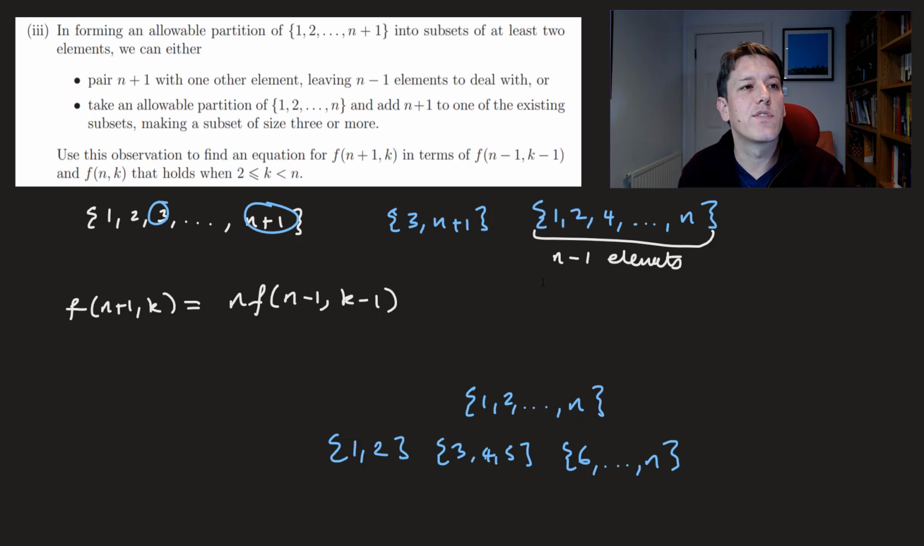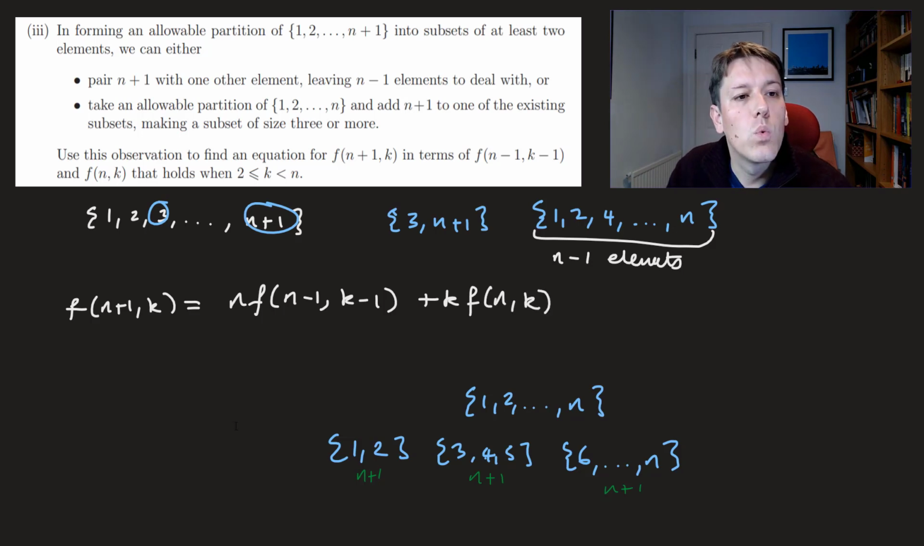And now I've got this n plus 1, and I can choose either to put my n plus 1 in this one, or this one, right? So there'd be k different places I could put this n plus 1, right? So I'd have k different options for each of the different ways of splitting 1 up to n into k subsets. So that would just be f of n, k. And that's all the different ways of doing it, right?